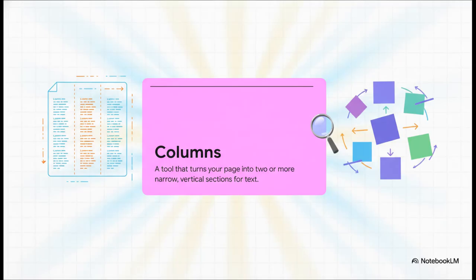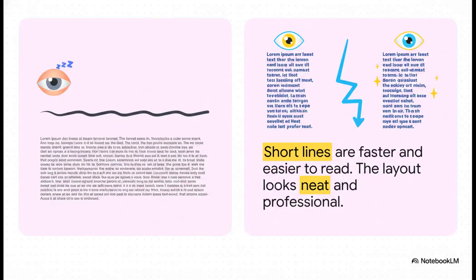And yeah, columns do exactly what you think they do. They just chop up your page into these vertical lanes. So instead of your sentences stretching all the way across the page, the text flows down one nice, narrow column, and then it hops right up to the top of the next one. And here's why that is such a big deal.